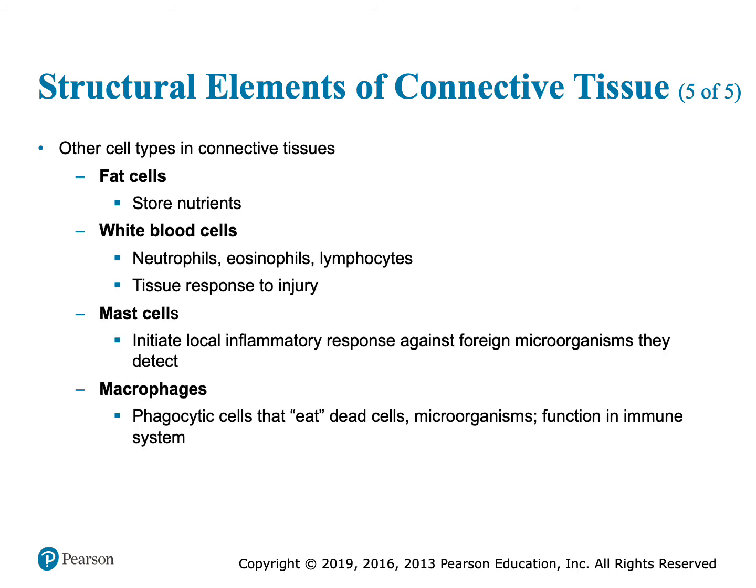Other cell types that you might find in connective tissue: you might find fat cells, you might find some white blood cells, you might find some mast cells, and you might find some macrophages. All of these are worthy of memorization.